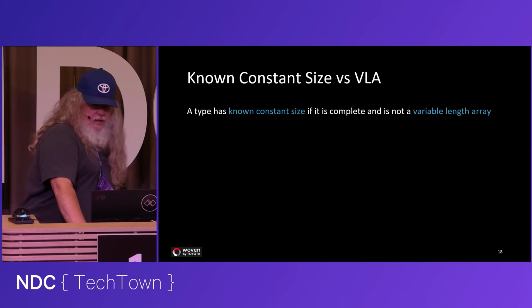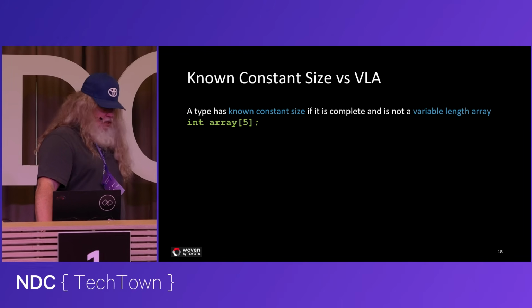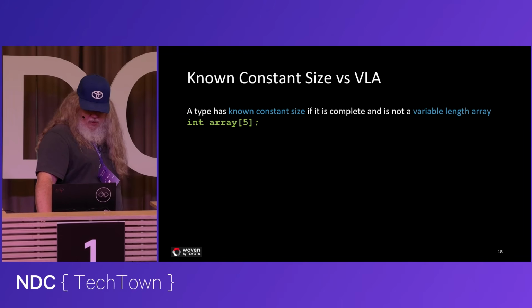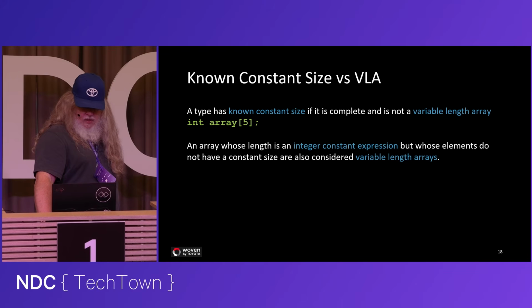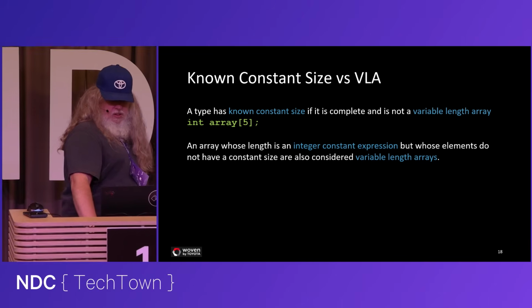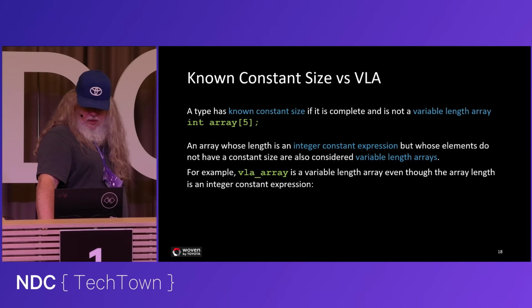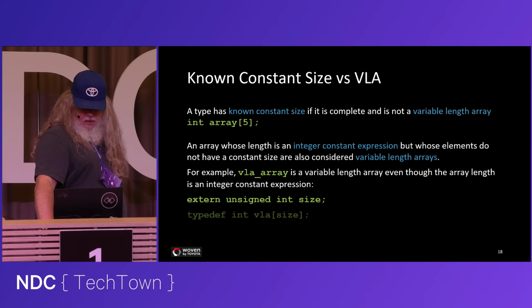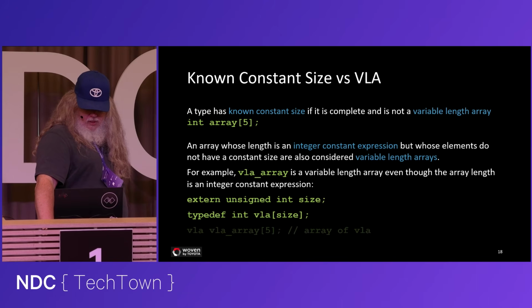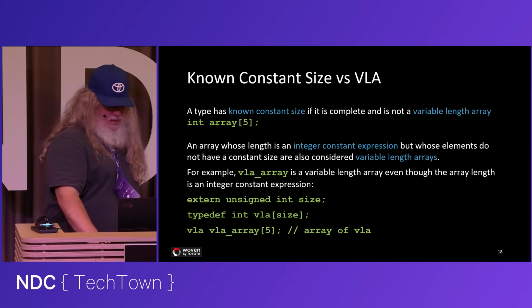So a type has a known constant size if it's complete and not a variable length array. Again, for example, int array 5: known constant size, definitely not a VLA. An array whose length is an integer constant expression, but whose elements do not have a constant size, is also considered a variable length array. So here, this might not look like a VLA, but it is a VLA.